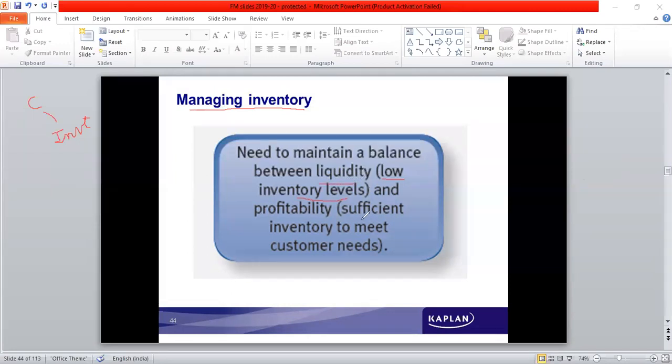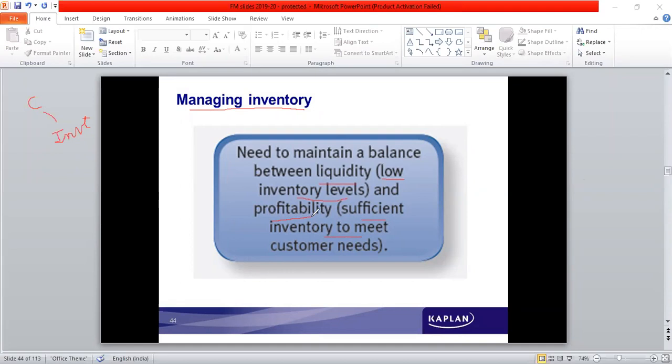High amount of inventory levels ensures profitability. So high inventory ensures profitability. Low inventory affects the liquidity. Liquidity is the inability to convert it into cash and make the payment for the current liabilities.